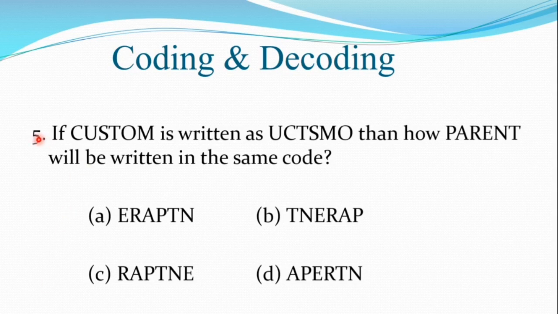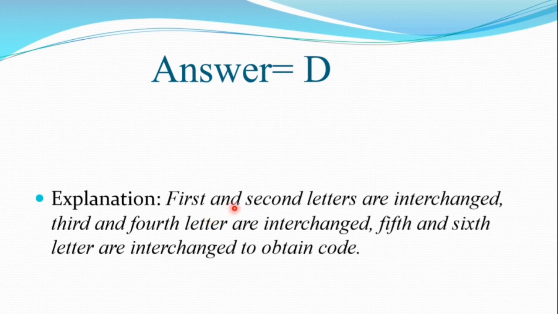Next question. If CUSTOM is written as UCTSMO, then how will PARENT be written in the same code? Here's option. Like I've said, if you know the answer, then please pause the video and answer in the comment section. Okay, the correct answer is option number D. The first and second letters are interchanged, the third and fourth letters are interchanged, and the fifth and sixth letters are interchanged to obtain the code.